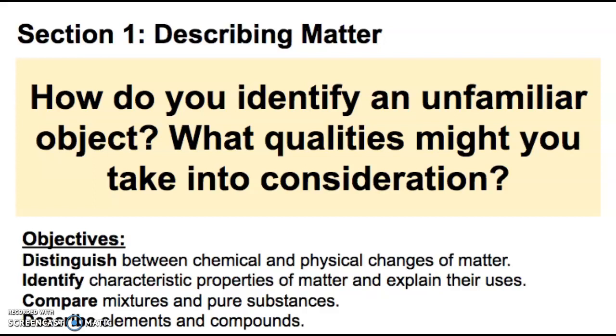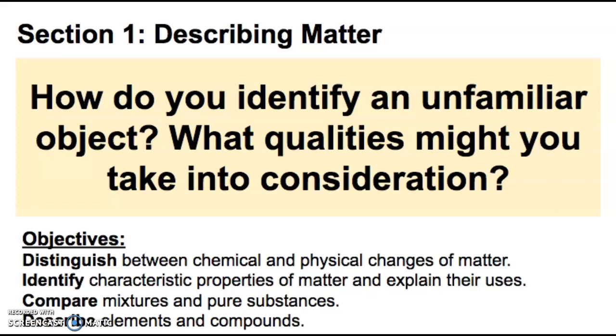All right, welcome back to our Section 1 lesson on describing matter. We tackled the bell ringer on Friday, but I do want to remind you of the 4 objectives that go along with this section first. By the time we're done, you want to be able to distinguish between chemical and physical changes of matter. We talked about those a bit on Friday.